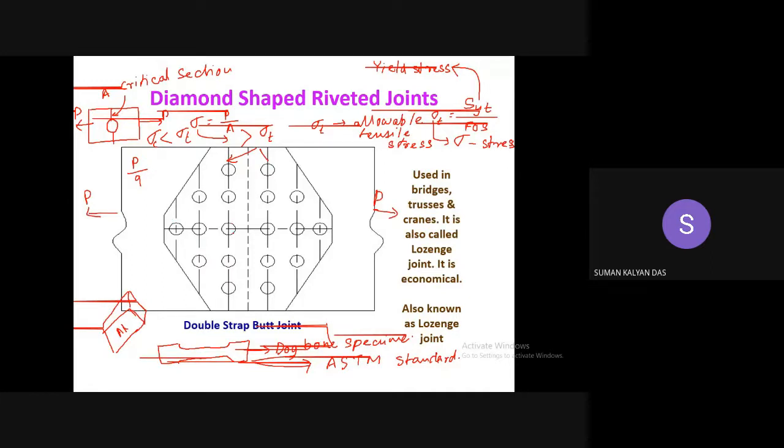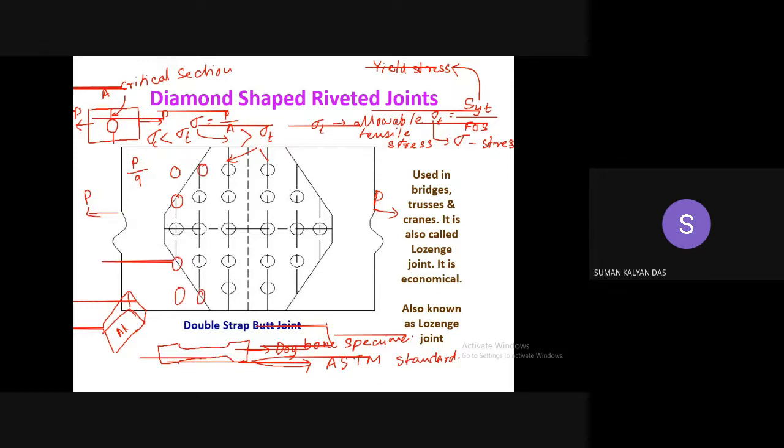Rather, this row of rivet, which is near to the butt line, shares the maximum load, and gradually this row of rivet shares the next value of load, and this row of rivet, means the row of rivet which is farthest, shares the minimum load. So it is not logical, therefore, to have equal number of rivets on all the rows. বোঝা গেল?